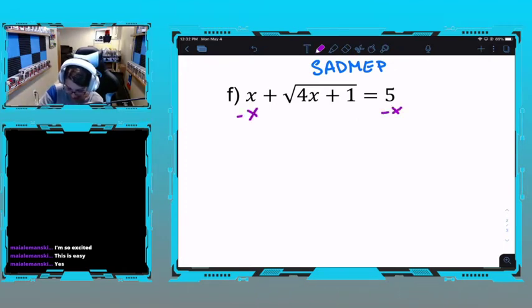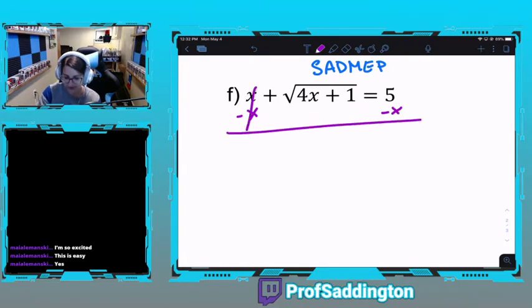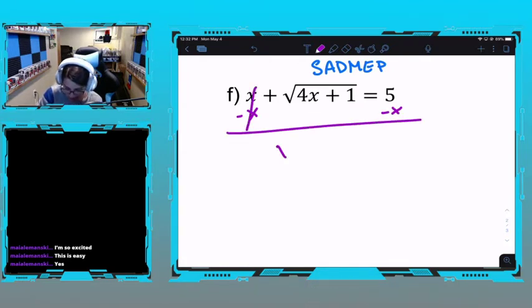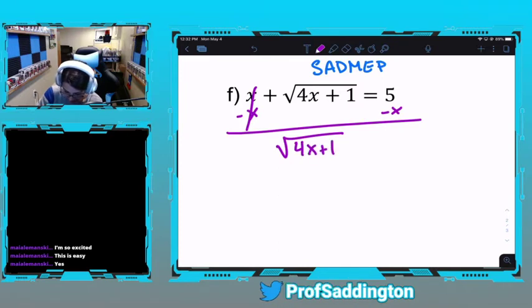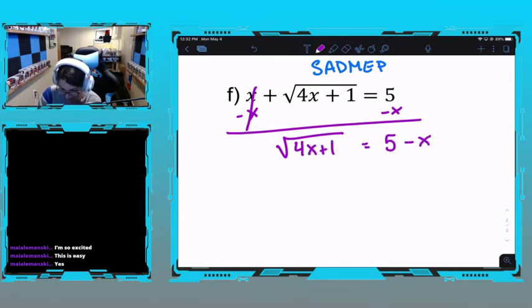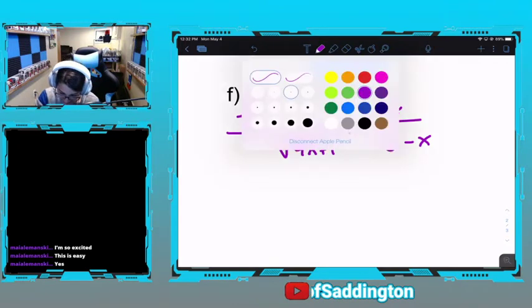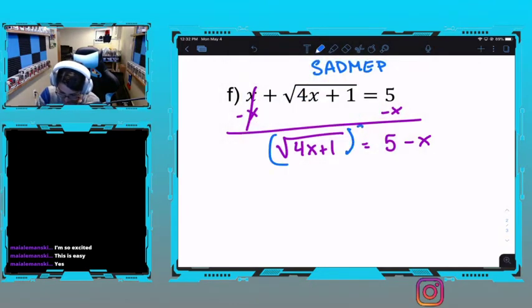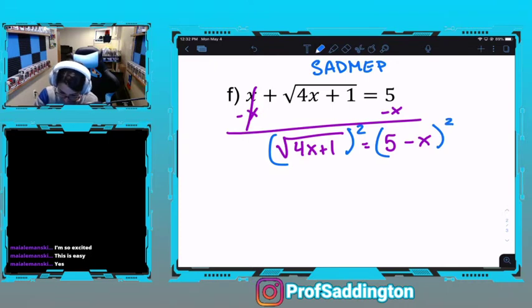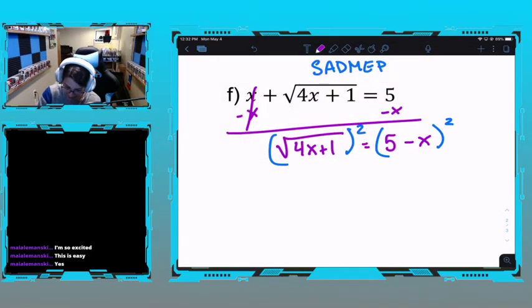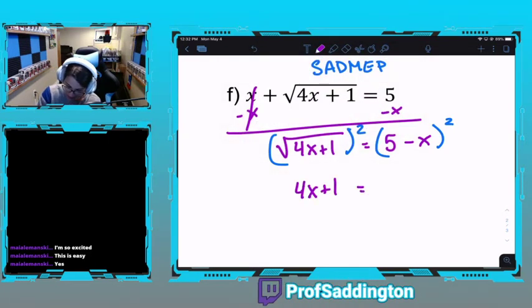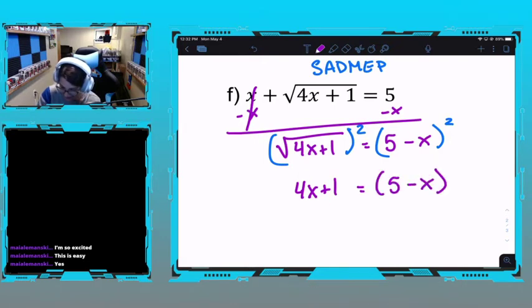So I'm going to subtract that x over. Again, 5 and x are not like terms. So on the left, I'm still left with this radical. But over here, I'm left with 5 minus x. And then from here, I'm allowed to square this to undo my radical.